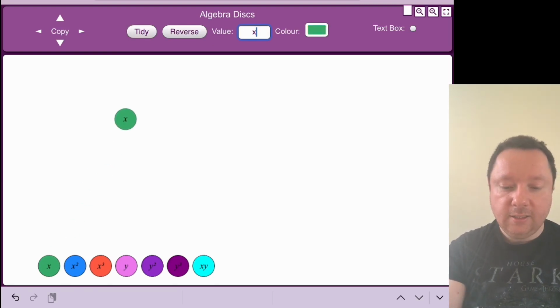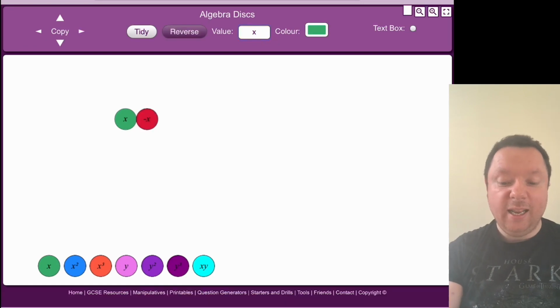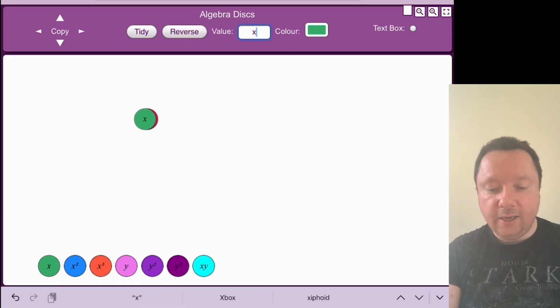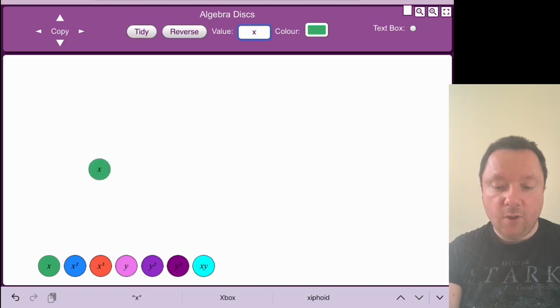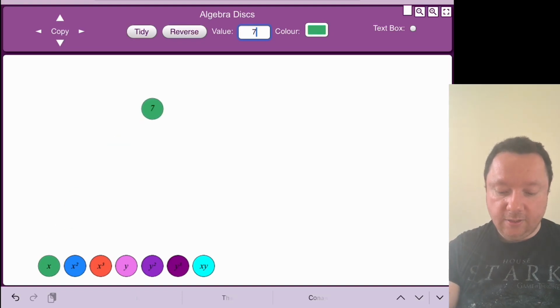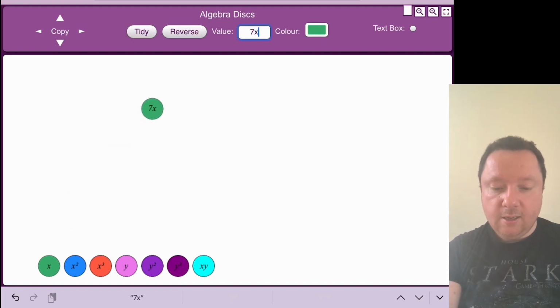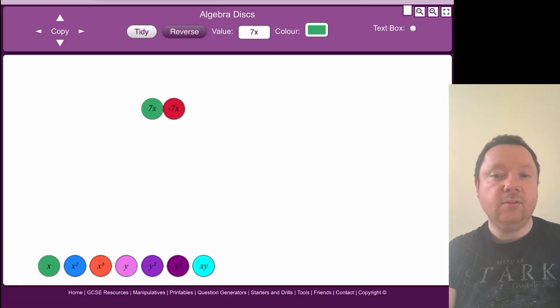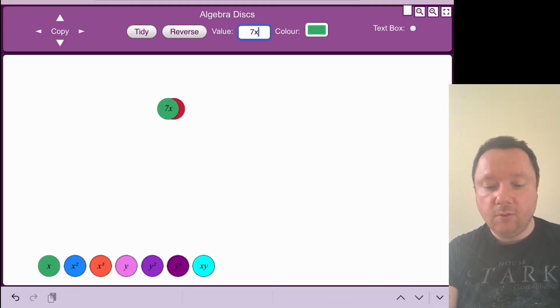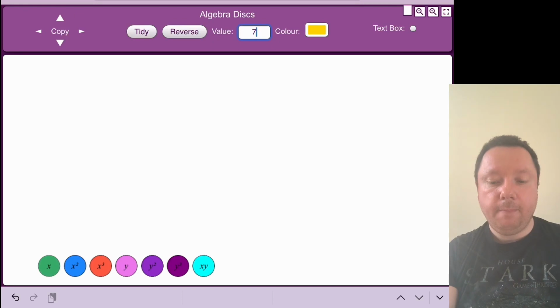If I had x, the opposite of x would just be negative x. So x and negative x would also make 0. And I can do that with any number of x's. I can take 7x. The opposite of 7x would be negative 7x, which putting together would make 0, right?